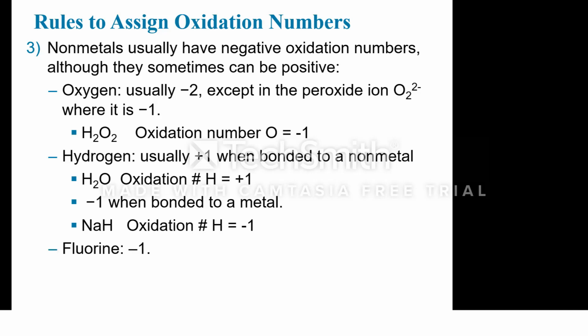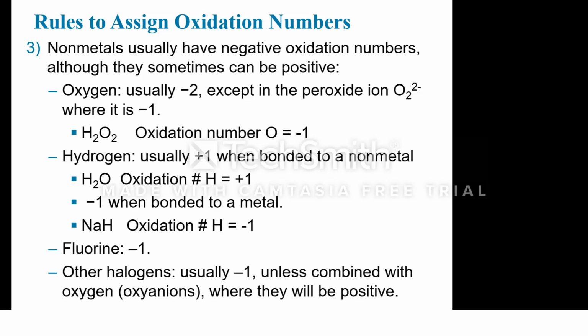Fluorine has an oxidation number of -1. Your other halogens, for the most part, are going to have a -1 oxidation number, unless they're combined with oxygen. These are called oxyanions. In this case, your other halogens are going to have a positive oxidation number.